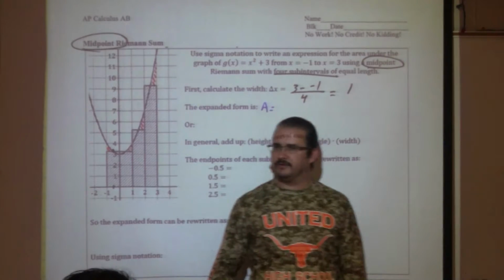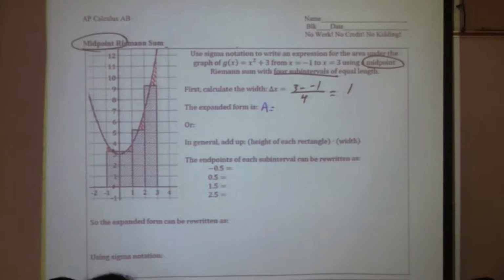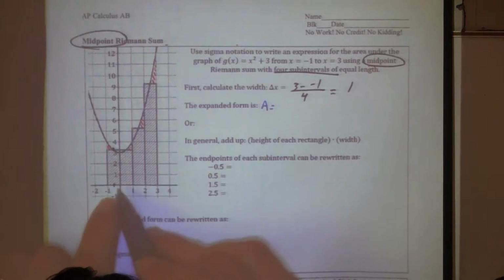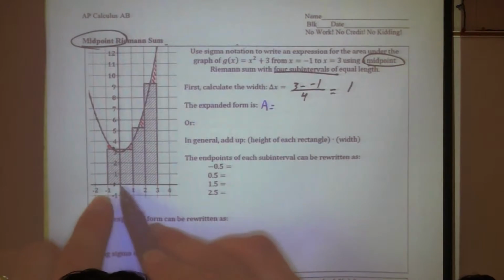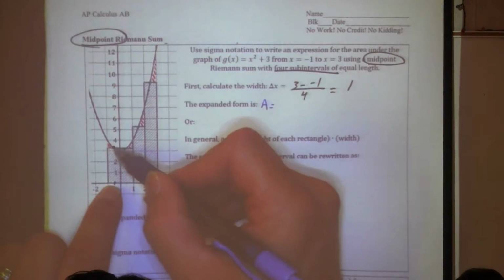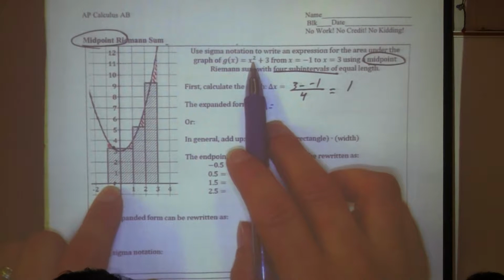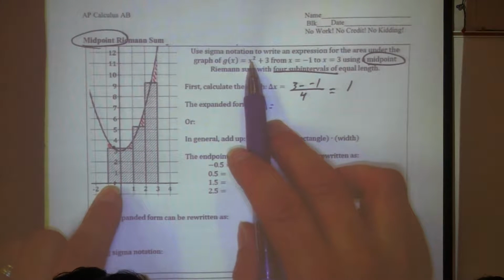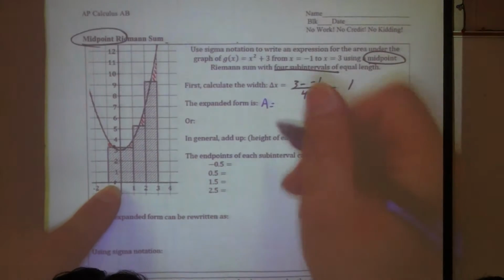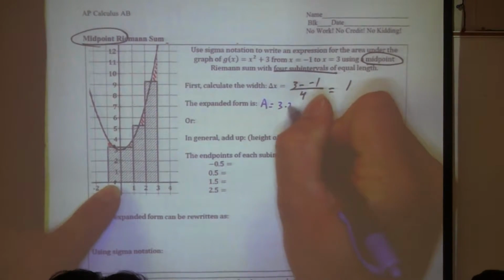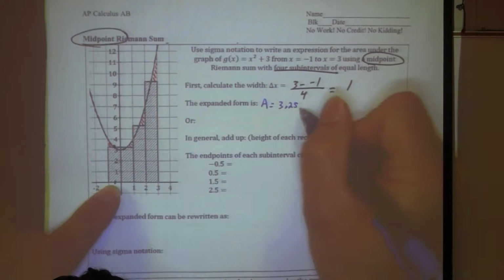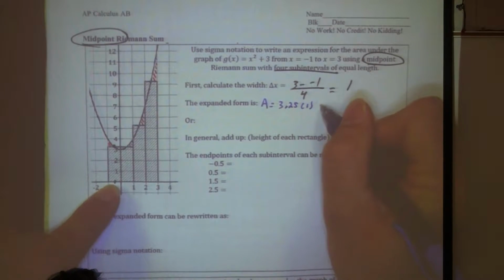3 point something, right? How would we figure out exactly what it is? What would I plug into the formula? Negative 0.5, right? Because that's the midpoint between negative 1 and 0. So put in negative 0.5 and we square it, we get what? Positive 1/4 plus 3. So 3 point what? 25 times 1.